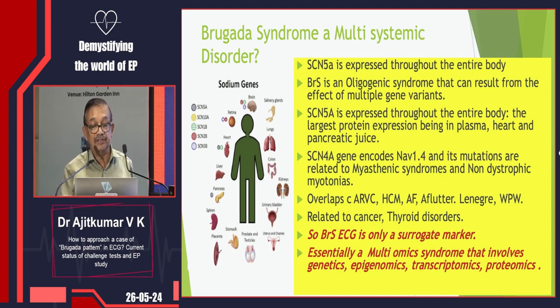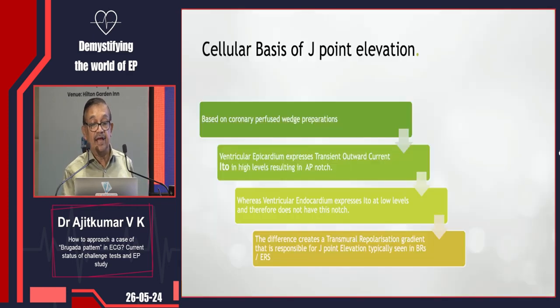So you can have neurological problems associated or related. It overlaps with ARVC, hypertrophic cardiomyopathy, atrial flutter, Lenegre's, and even WPW. So the Brugada ECG is only a surrogate marker. It is essentially a multi-omic syndrome that involves genetics, epigenomics, transcriptomics, proteomics. This is only to prod you to think about it in a slightly different way as well.